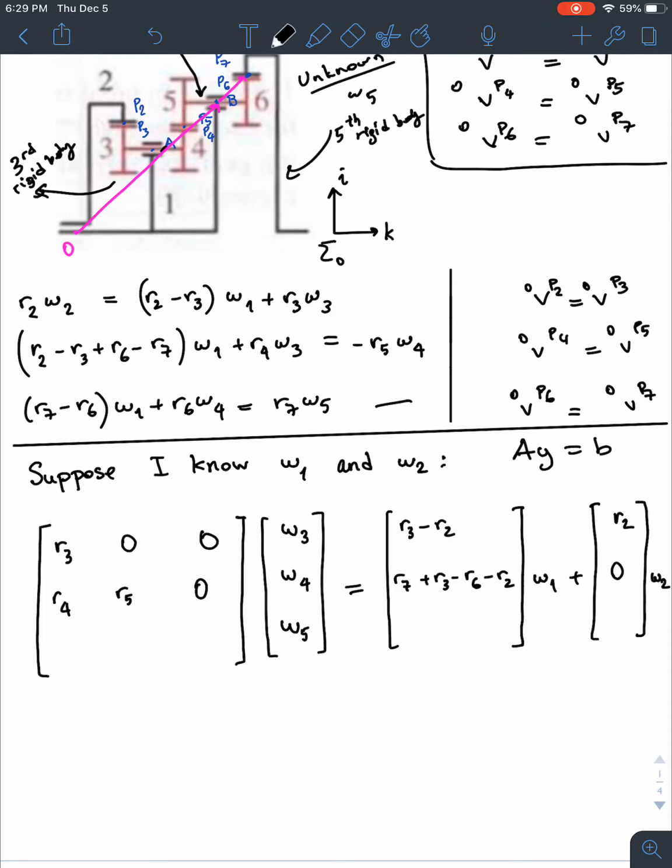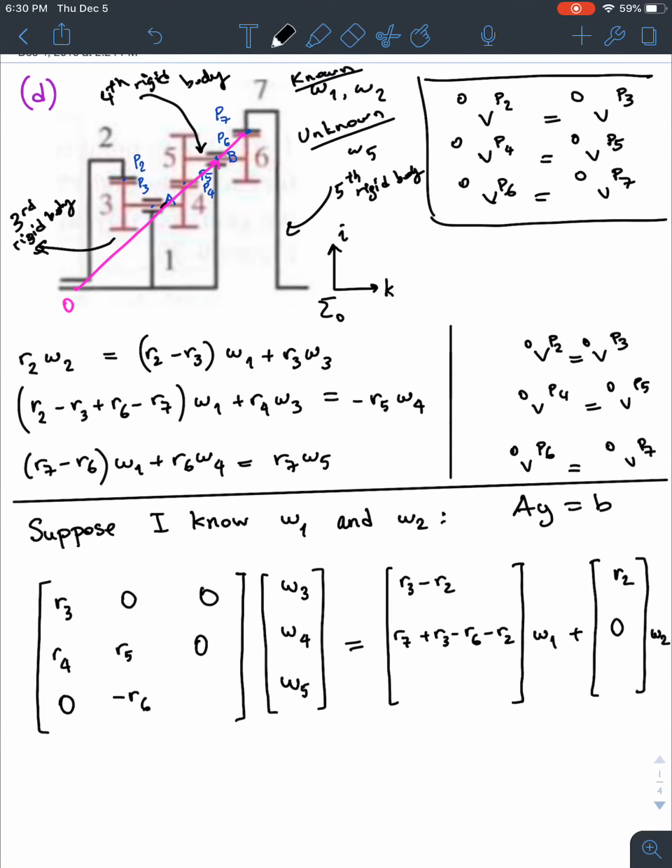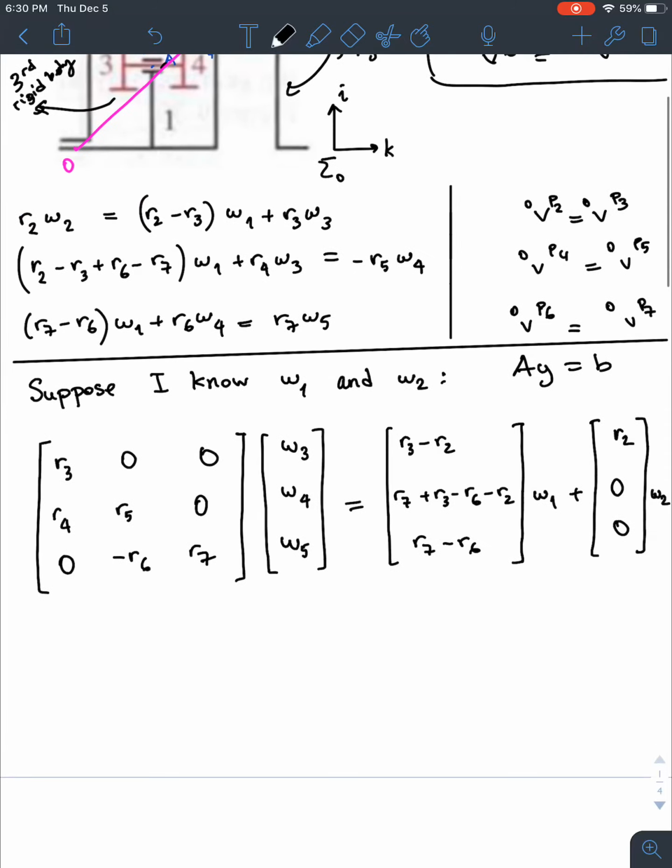So I'm now looking at the third equation, looking at my unknowns. My unknowns are omega 5 and omega 4. Again, let me this time put this on this side. Omega 3 first of all doesn't appear in this equation, so a 0 comes here. The coefficient of omega 4 when I move it to the right hand side is going to be minus R6, right? And the coefficient of omega 5 then is what? R7. Very good. And what is the known vector? It's R7 minus R6 times omega 1. And again, omega 2 does not appear in this equation.